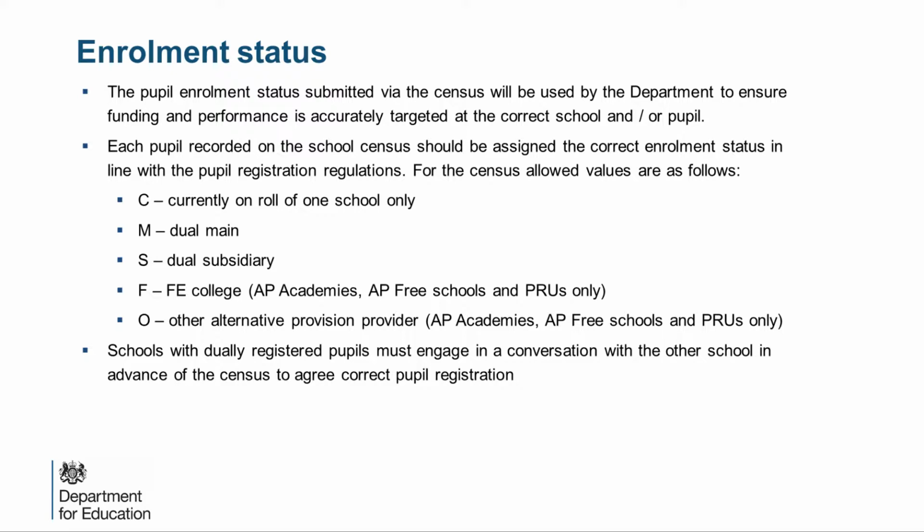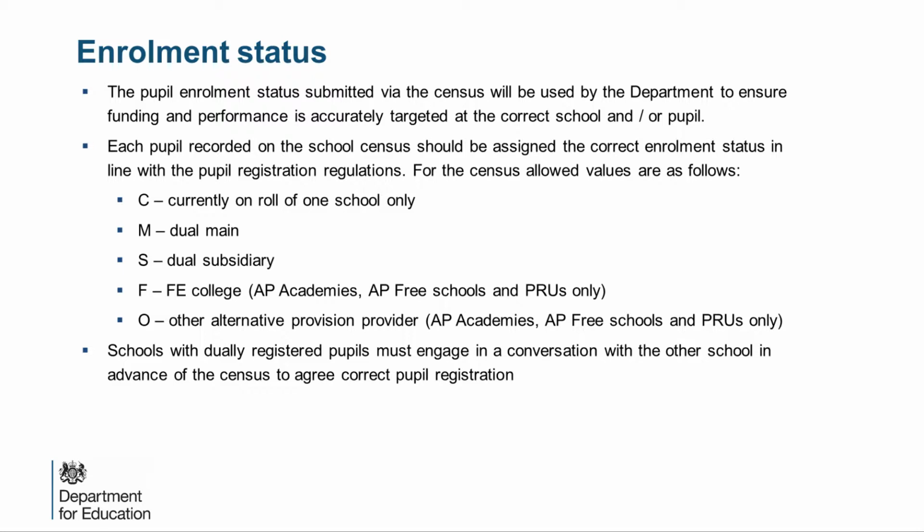For duly registered pupils, the school where the pupil was first registered, for example their ordinary school of attendance, will be the main registration, and the subsequent school will hold the subsidiary registration. It is expected pupils who attend a mainstream school and a pupil referral unit will be duly registered, as it is usual for pupils to attend a pupil referral unit as a temporary measure before returning to the mainstream school, which holds the main registration.